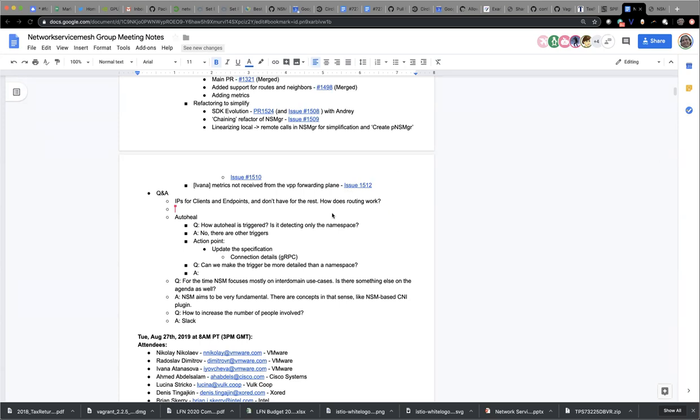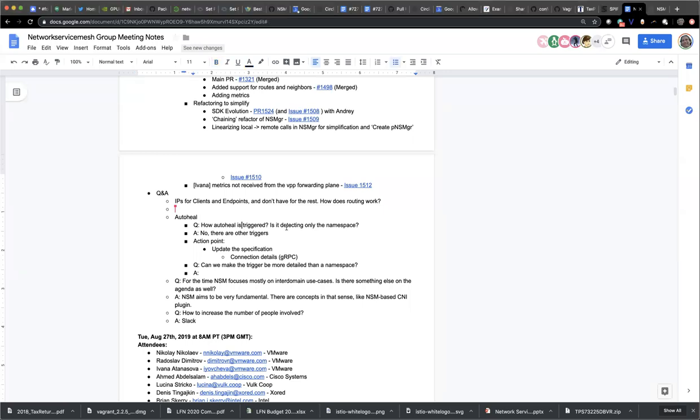Cool. So there are questions on auto heal. The question was on how auto heal is triggered. The answer appears to be based upon updating the specification with connection details and gRPC. And there was a question on whether we can make the trigger be more detailed than the namespace. Do we have a notion of what people had in mind with that question about making the trigger more detailed than a namespace?